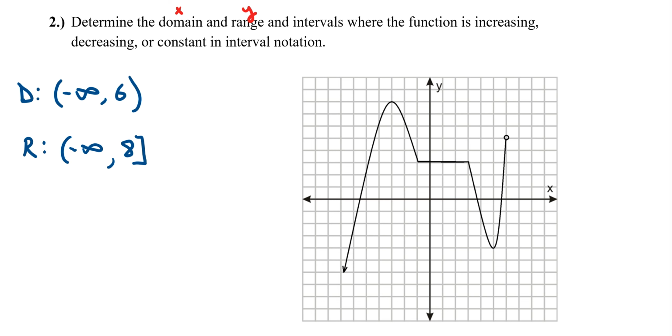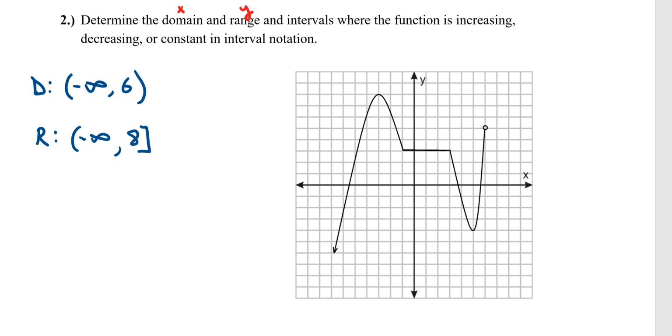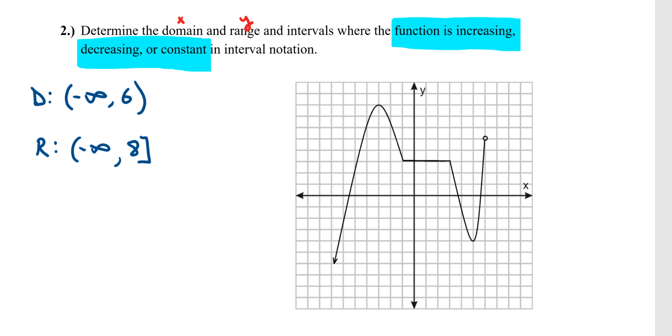All right, so that is domain and range. Domain: x values, leftmost x to rightmost x. Range: y values, bottommost y to topmost y. Now let's take a look at these other questions here. We want to know where the function is increasing, decreasing, and constant. So something to keep in mind for these types of questions, increasing, decreasing, constant, we're still going to do these in interval notation. What you need to do is scan left to right.